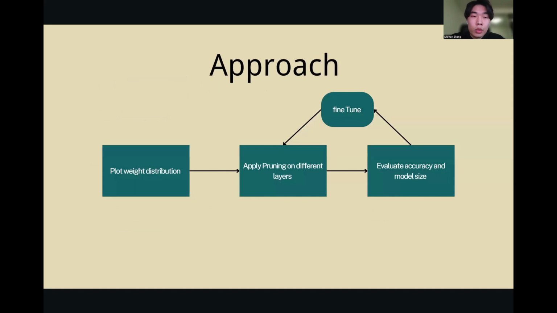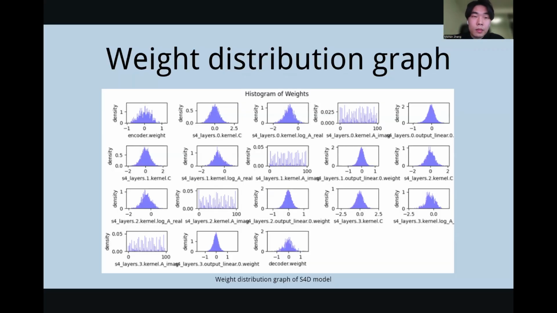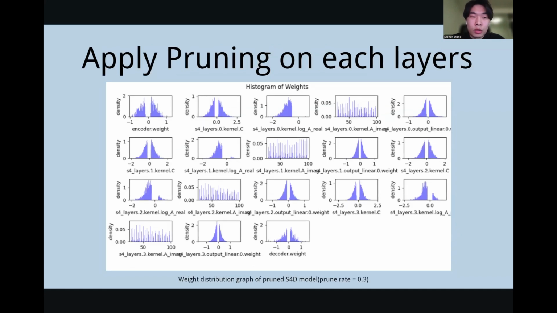Here's our approach. Firstly, we plot the weight distribution graph, and we apply the pruning on different layers. Finally, we evaluate the accuracy and the change in model size. During this process, we apply fine-tuning to make sure of the best performance. First, the weight distribution graph. It shows how the weights in a model are spread out. If a parameter has a really low weight, it will show as 0 on the axis in the graph. After that, we apply the pruning on each of the layers.